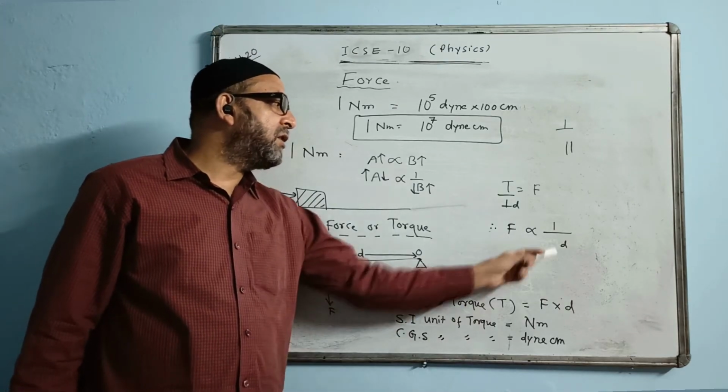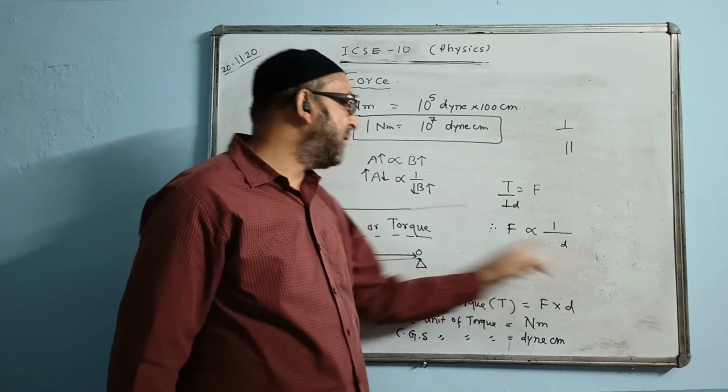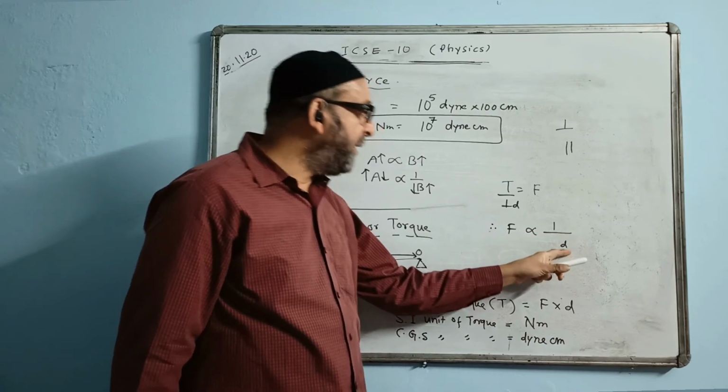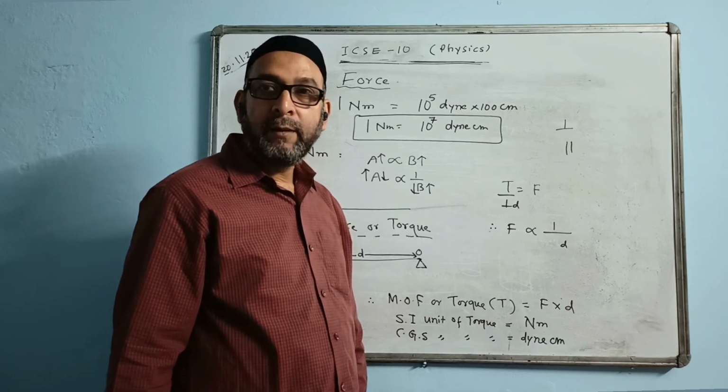So, according to this relationship, what do you see? You will find that when D increases, then F decreases. When D decreases, then F increases. Just the opposite will happen. Reverse will happen.